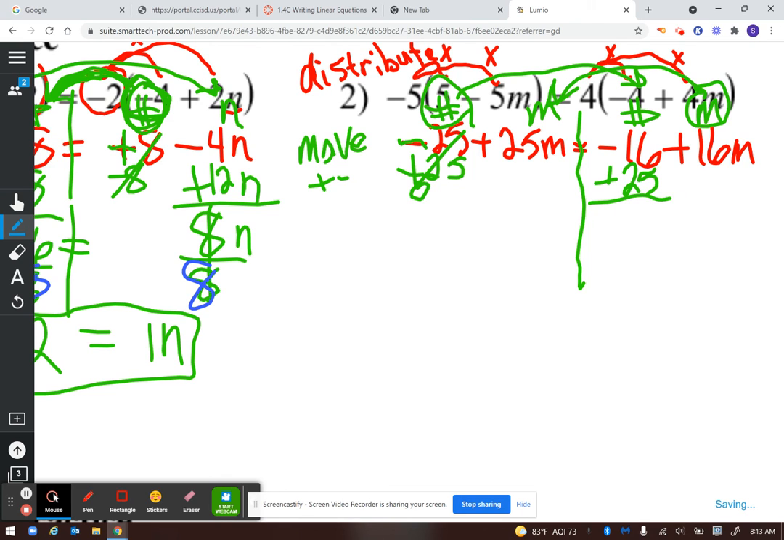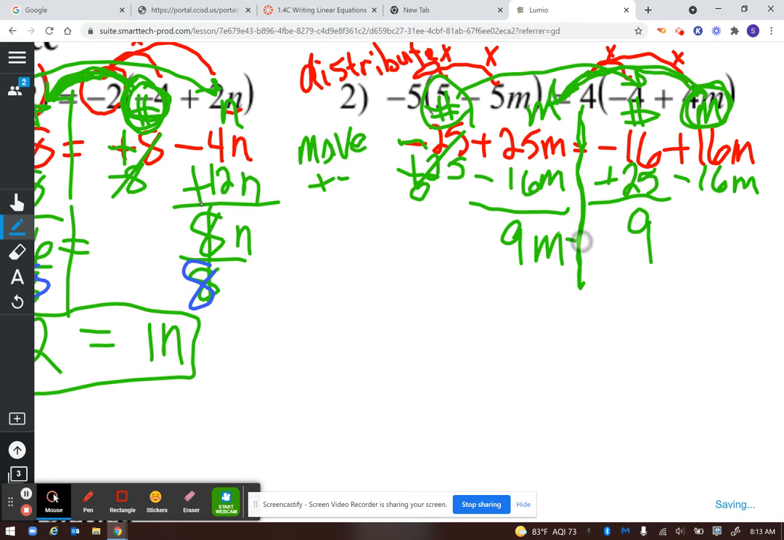Okay, so negative 16 plus 25, or 25 minus 16, is equal to 9. And now we want to move the m's over to the other m's on the opposite side. So minus 16m, minus 16m. So 25 minus 16, again, that's 9m.